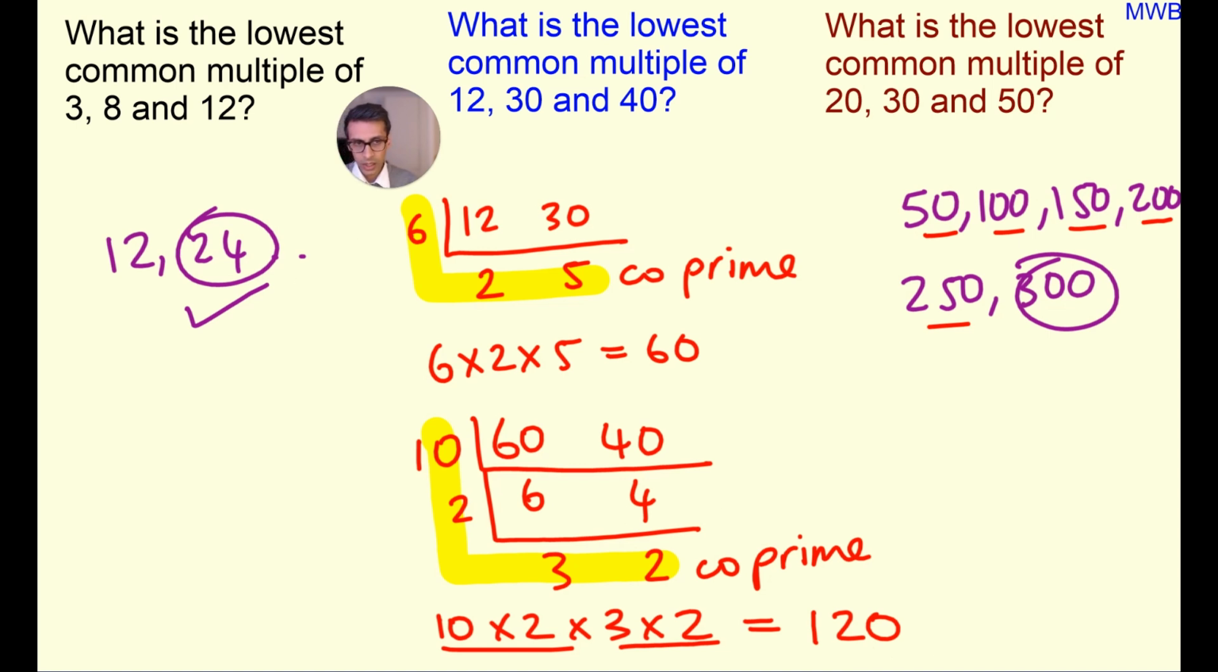So there's a couple of ways to do this. Sometimes listing the numbers is just easy. You pick the biggest number and find the first one which has the other two as factors.